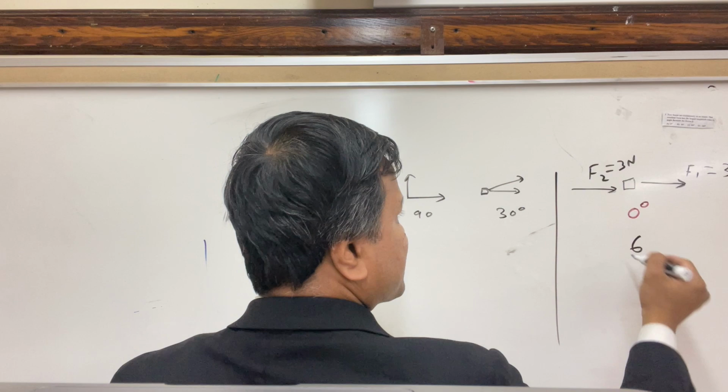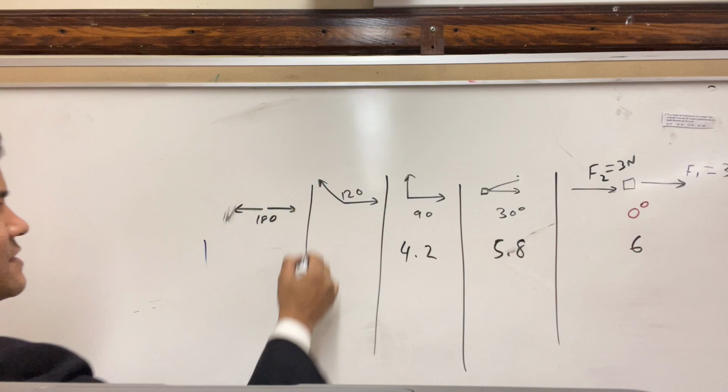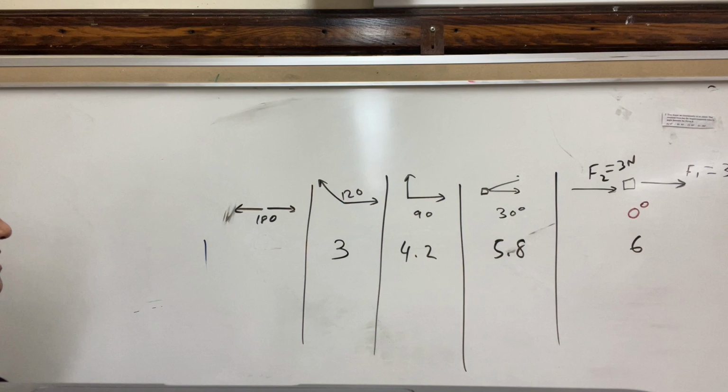If it is 30 degrees, then of course this is 5.8. If this is 90 degrees, then it is 4.2. If it is 120 degrees, then 3 plus 3 is 3. If it is 180 degrees, then 3 plus 3 is 0. So what do you see?